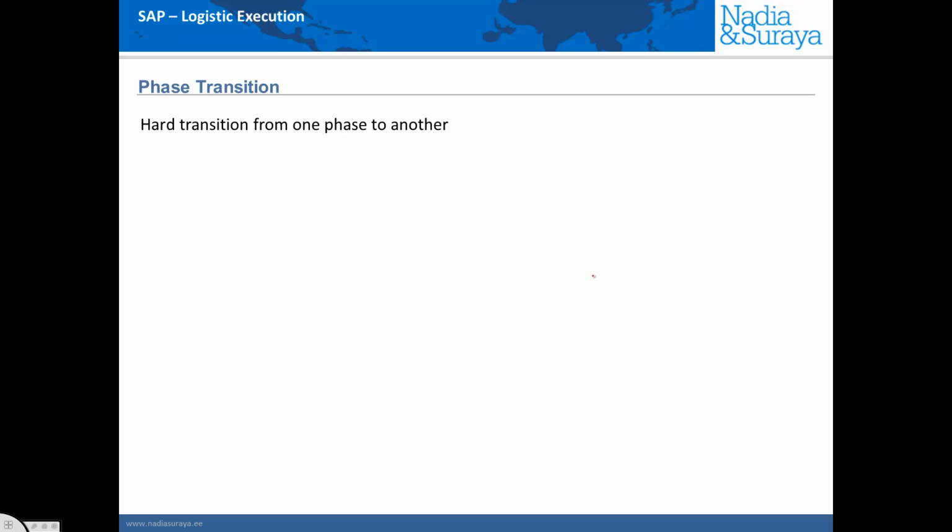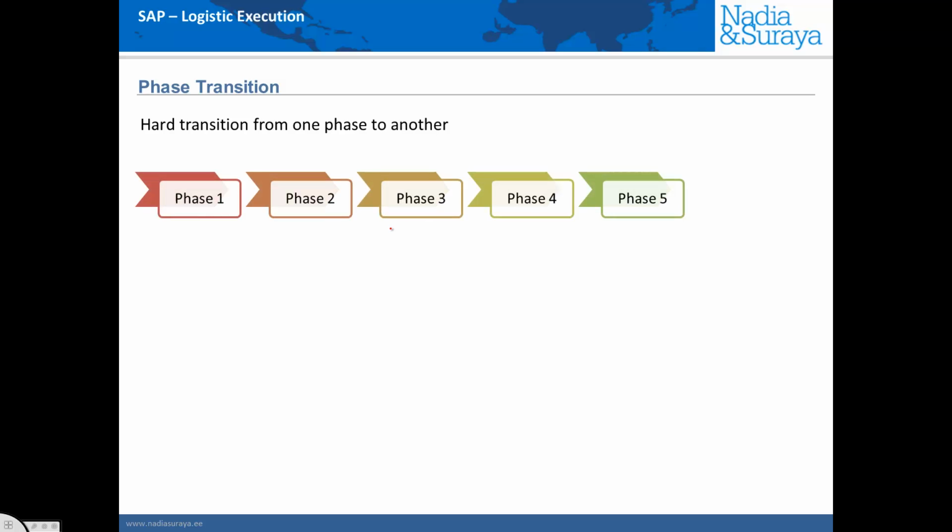Before we continue on, I would like to talk about what we call a phase transition, which is how do we actually move from one phase of the project to another. In some cases, we have what we call a hard phase, which is we will not move from phase 1 to phase 2 until we completely closed out all of the activities in the first phase. This is what is commonly called a hard transition.